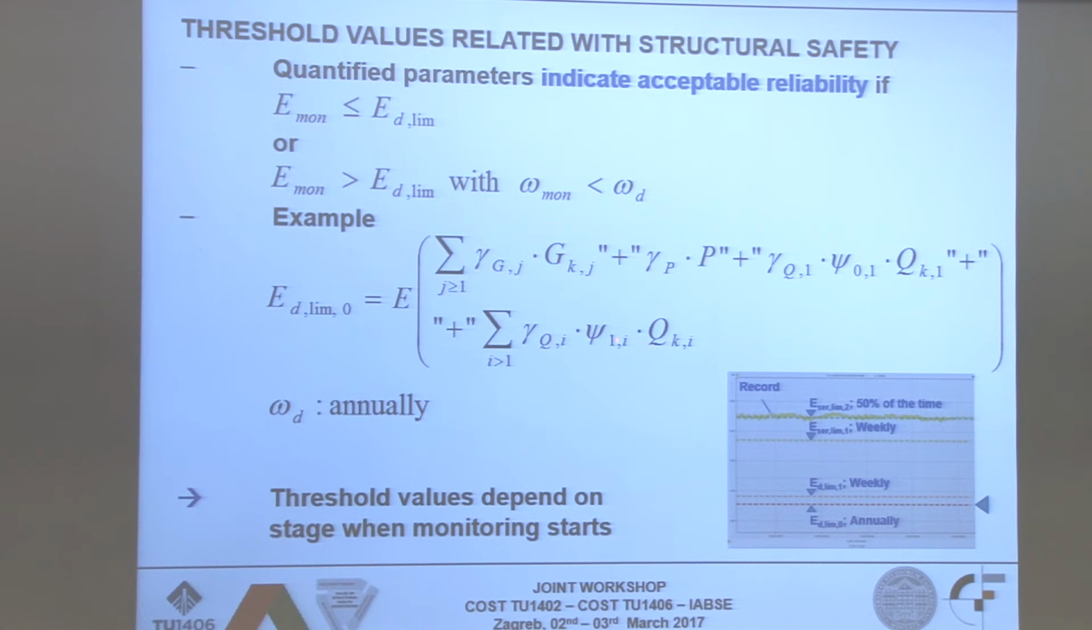According to such relations, we then have to calculate for each structure our threshold values, which we then compare with the values measured with our monitoring system. If the measured values are below the threshold values, then we are fine. If not, we also have to look at the frequency of outcrossing before we take some decision.